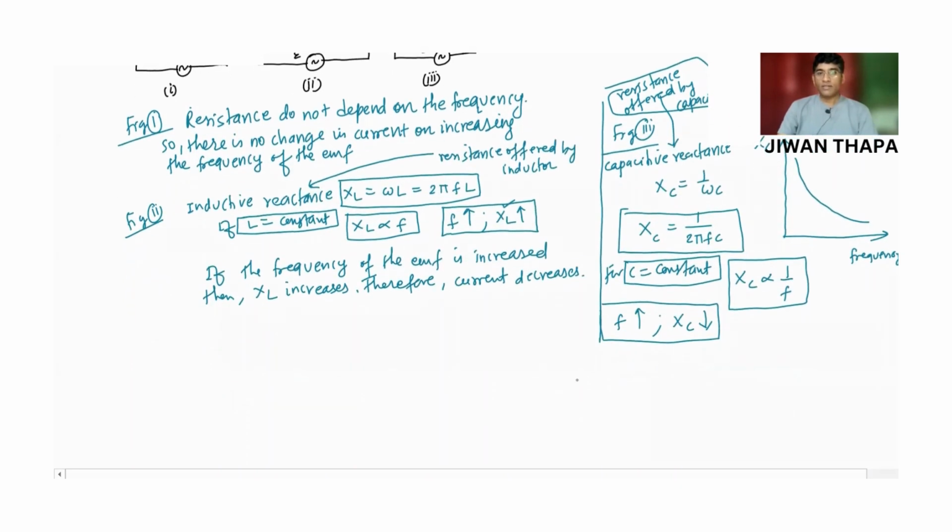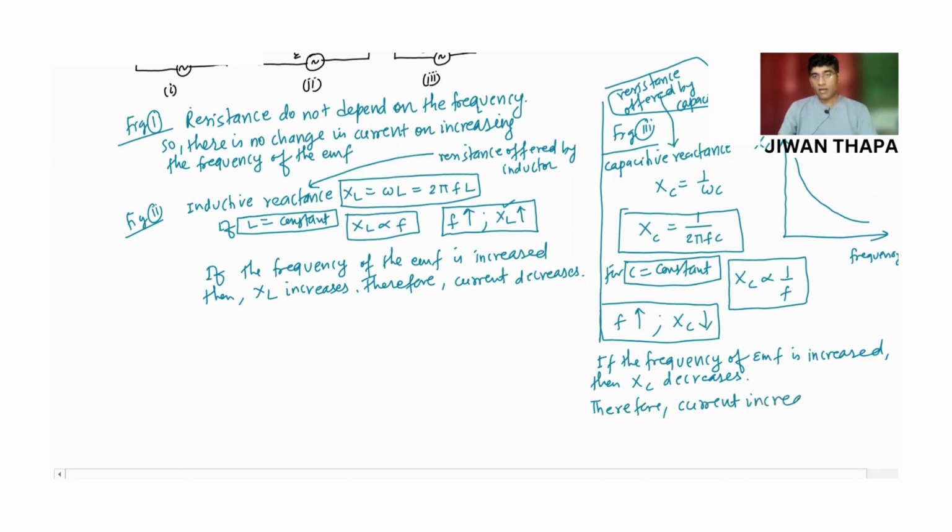So we can write, if the frequency of EMF is increased, then XC decreases. So resistance offered by capacitor decreases. Therefore current increases. So we find this.